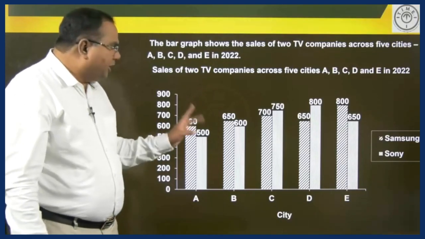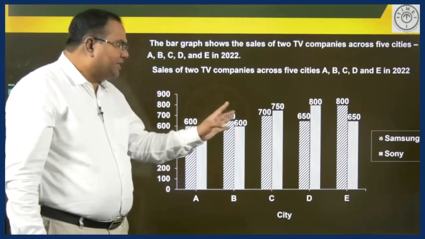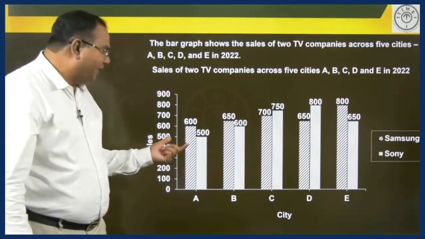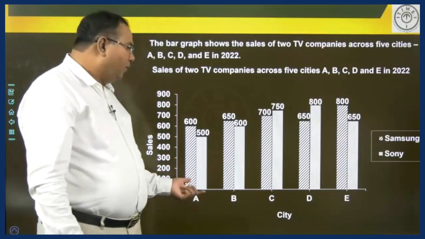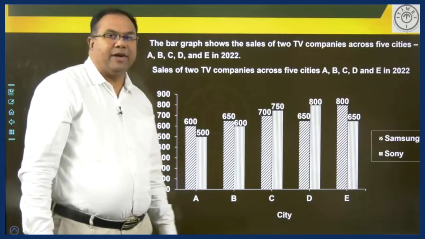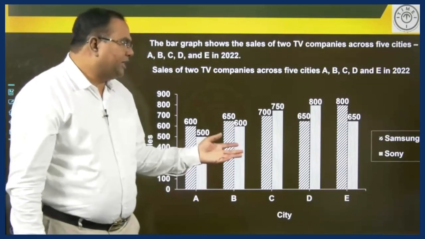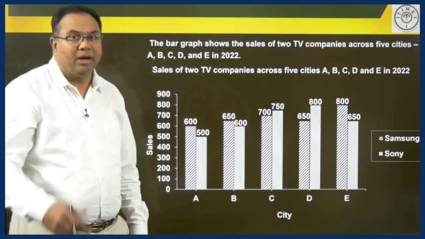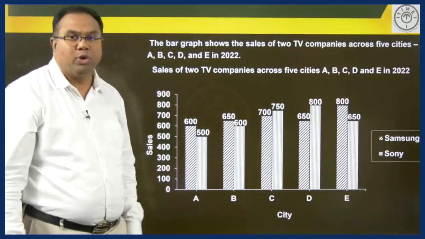Now, if you observe here, the first bar represents Samsung and the second bar represents Sony. If I want total sales of a city, for example, total sales of A, what should I do? Add 600 plus 500, 1100. Total sales of E, 800 plus 650, 1450, both the brands, both TV companies, put together, right.